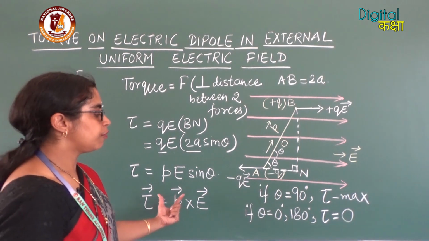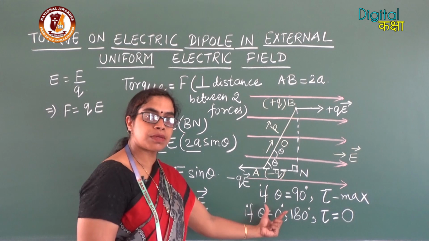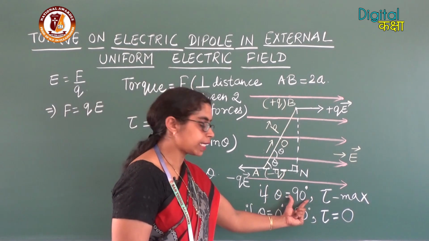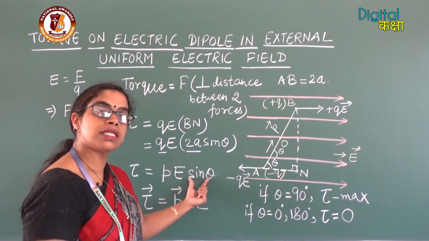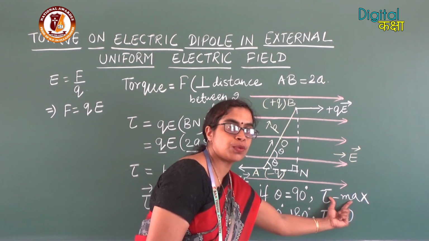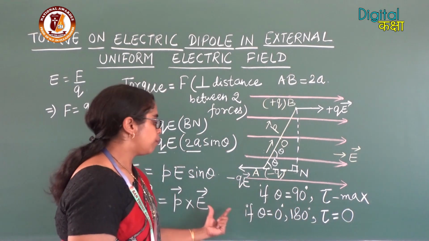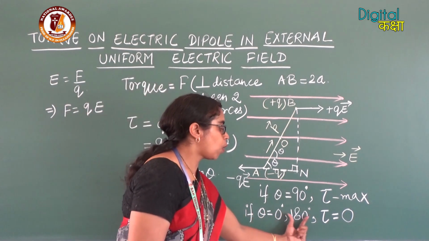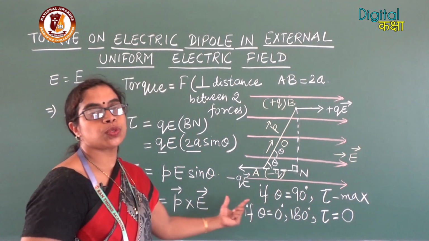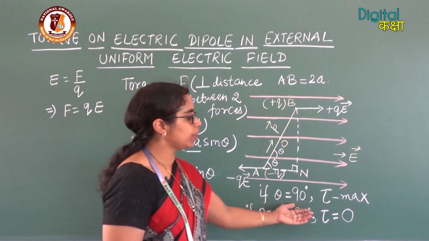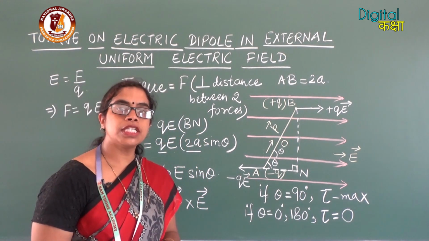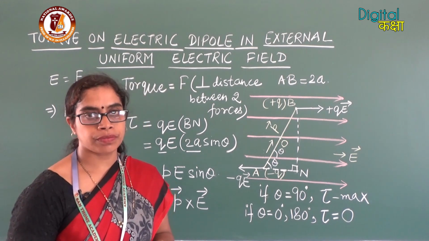Now, if we substitute different values of theta: if theta is equal to 90 degrees, we know that sin 90 degrees is equal to 1, so it gives the maximum value of the torque. And when theta is equal to 0 or 180 degrees, the value of torque will be equal to 0. When the value of the torque is 0, this condition is called the condition of equilibrium.